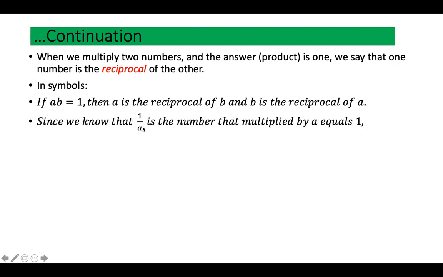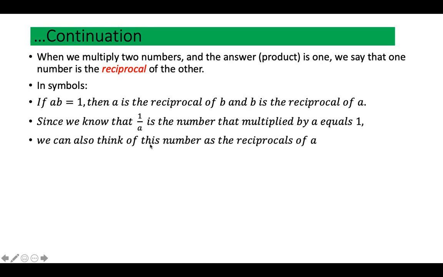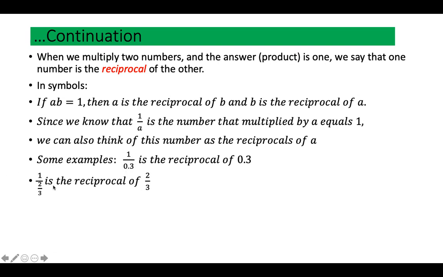Of course, we just said that this is a number that times a equals 1, so we know that this 1 over a is actually the reciprocal of a. This one here, for example, will be the reciprocal of 0.3 because we know that this number times 0.3 equals 1. And this number right here, 1 over 2/3, will be the reciprocal of 2/3, and that would be the way we write it down.